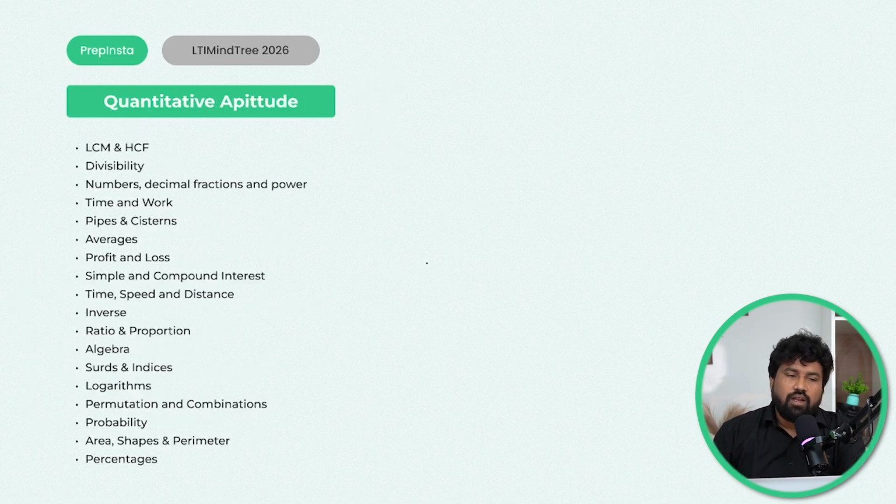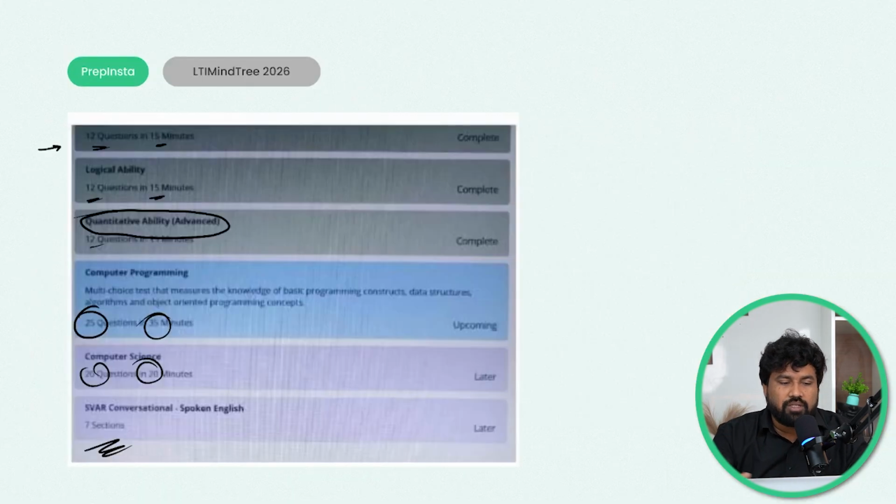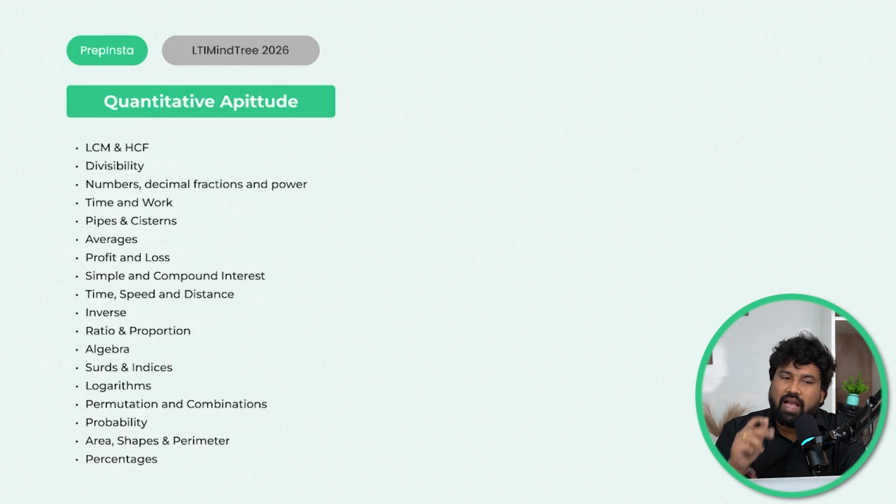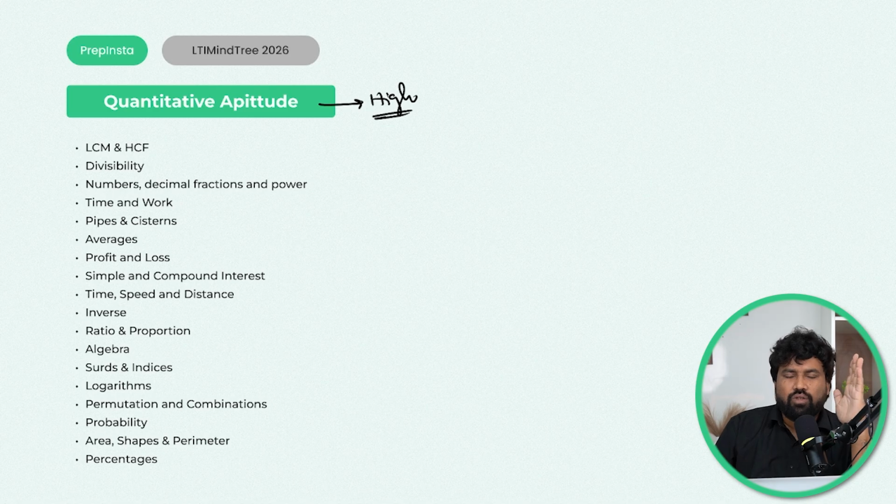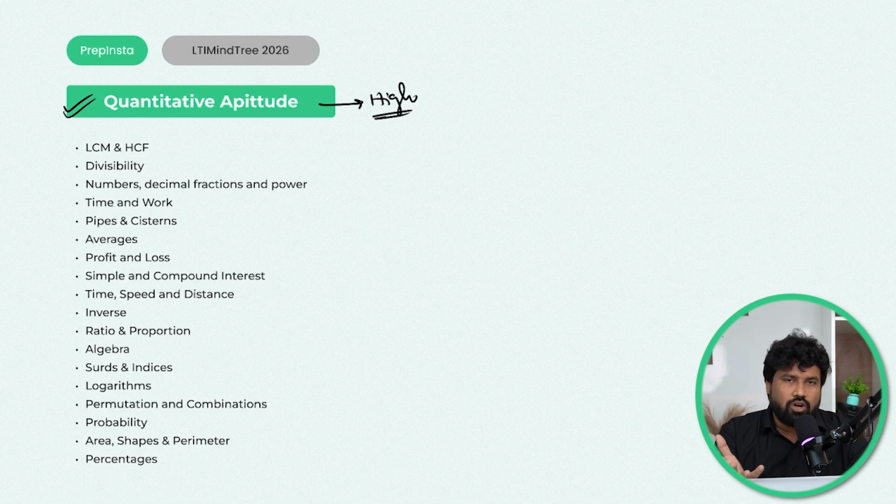Okay. Next, coming to quantitative aptitude. They said it is advanced, right? If you observe here, quantitative ability is advanced, which means the difficulty level will be high. So remember, this might be your decision-making area. In the aptitude, logical ability and verbal ability, they will give you easy to medium level. But for quantitative aptitude, they are giving advanced level. So this is the decision maker, whether you get shortlisted or not might depend on quantitative aptitude in the aptitude section.